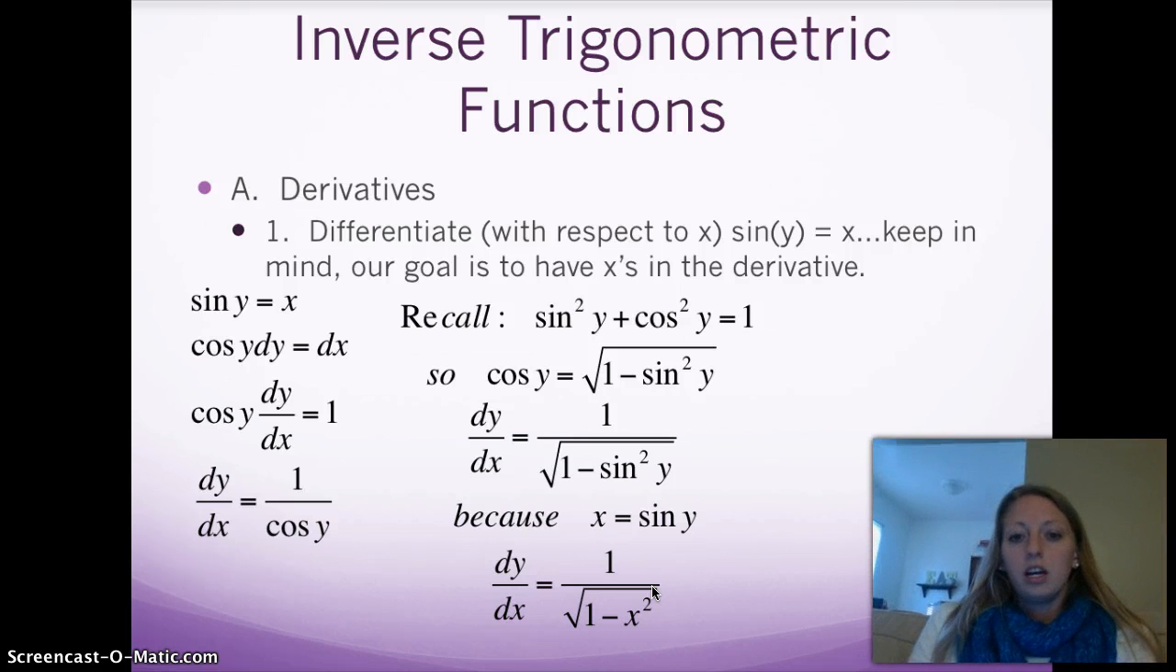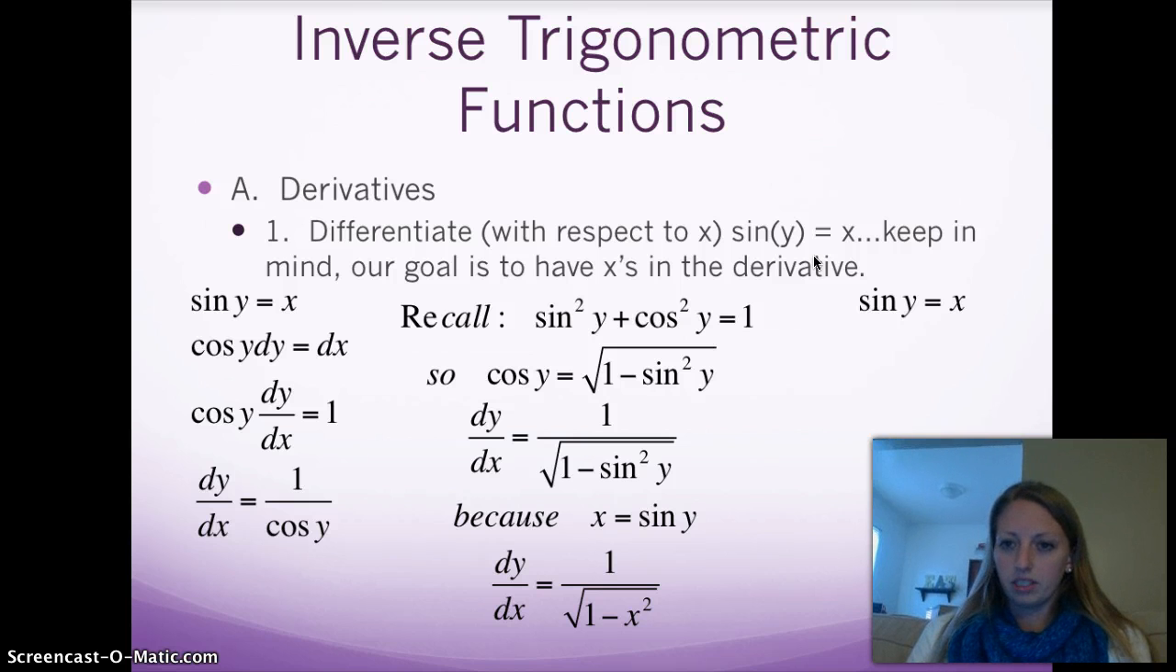So now if you think about it, this is dy/dx equals 1 over the square root of 1 minus x squared. What if I use, so going back to sine y equals x, how do I get y by itself? You take the inverse. So how do you get y by itself? Well, you have to take the inverse. That's the only way to cancel out that sine.